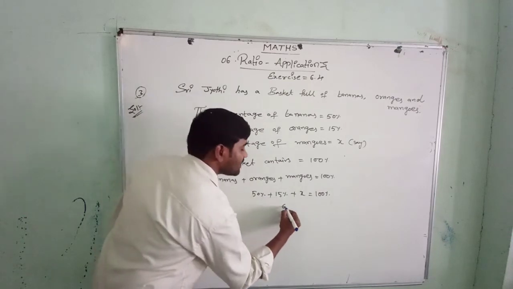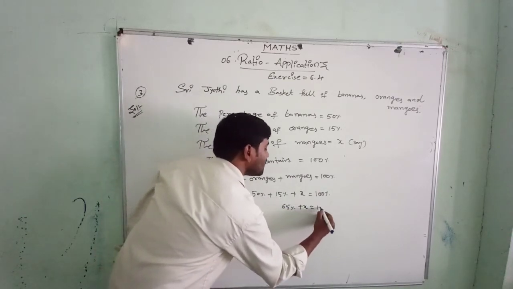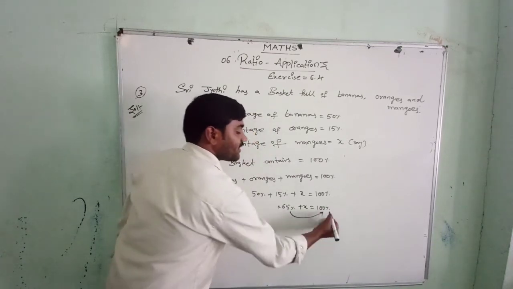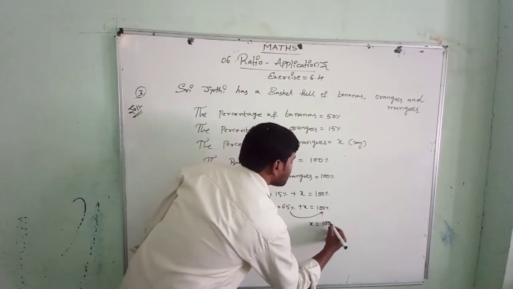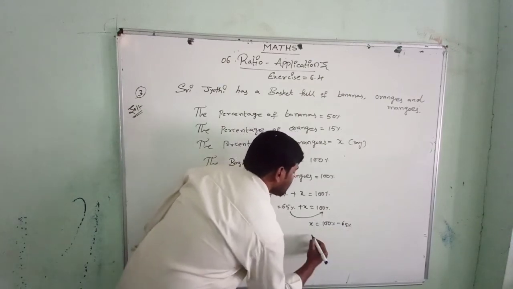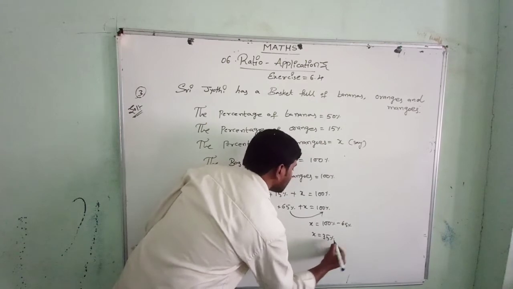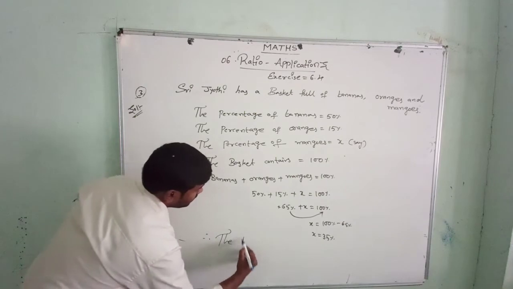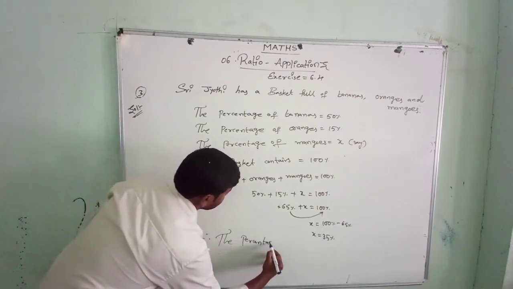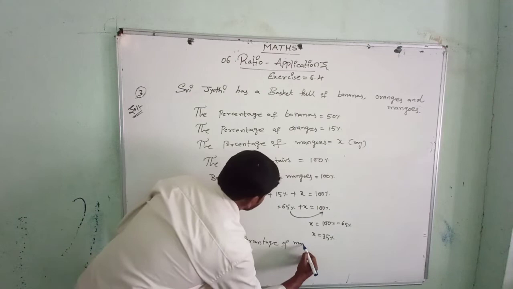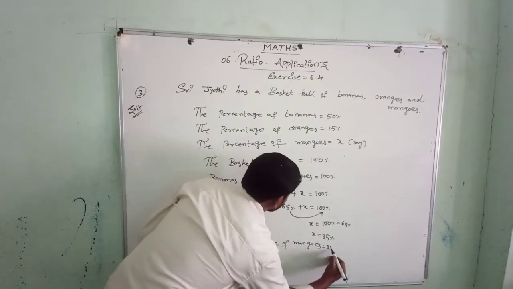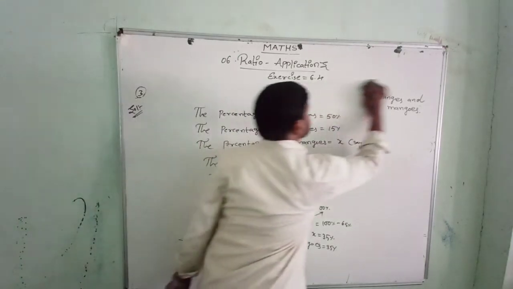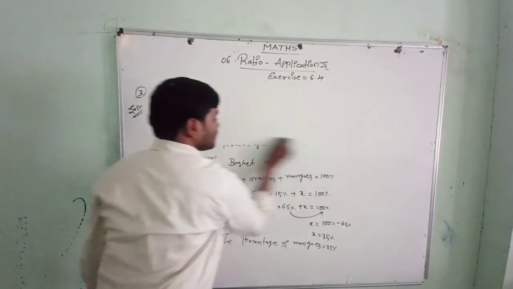50 plus 15, that is 65%, plus x equal to 100%. This 65% will transfer to this side. This plus 65 becomes minus 65. So 100% minus 65%, then x equal to 35%. Therefore the percentage of mangoes is equal to 35%. 35% of mangoes are there in the basket.